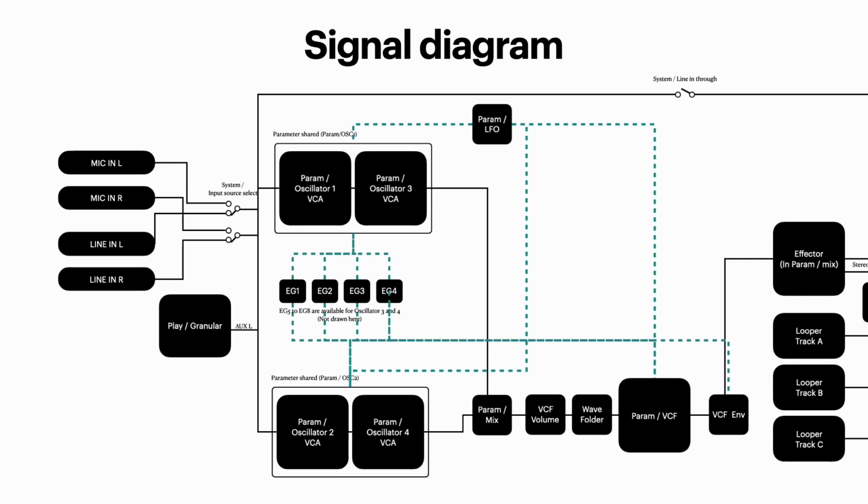Oscillators can make basic wave shapes like square or sine wave, and also you can choose line in or the sampler output as an oscillator source. The envelope generators can be applied to the oscillator output, and then it goes to a filter and the other stuff. I will explain it later.